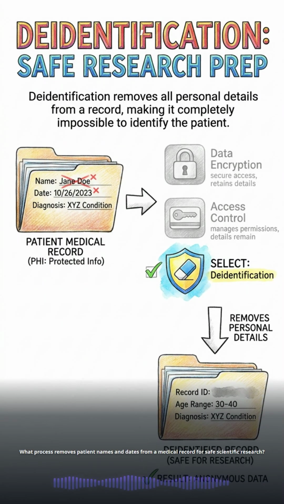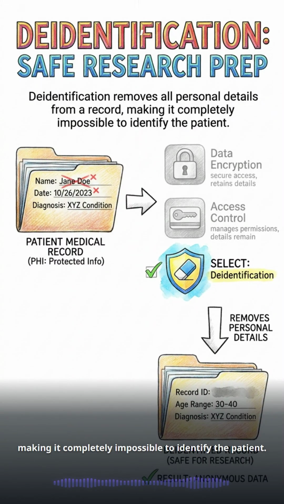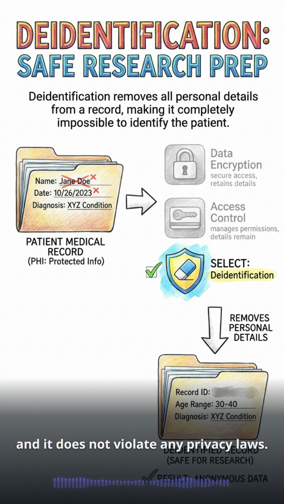31. What process removes patient names and dates from a medical record for safe scientific research? De-identification removes all personal details from a record, making it completely impossible to identify the patient. Researchers use this safe data to study diseases, and it does not violate any privacy laws.